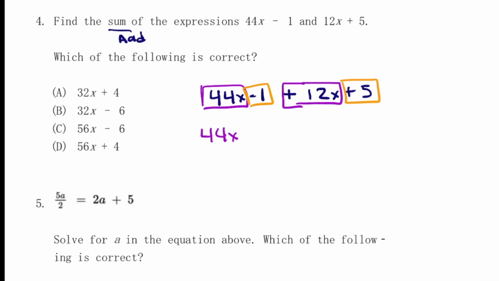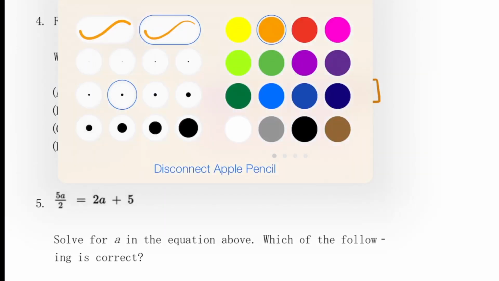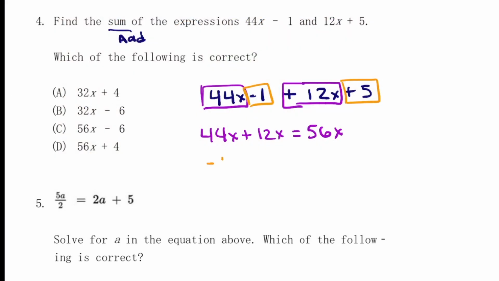First, we're going to add together the x's. So we have 44x plus 12x, which is going to give us 56x. And then we have negative 1 plus 5. You can either think about this as 5 minus 1 or negative 1 plus 5. Either way, it's going to be 4. And that is our final answer. So the answer is D.